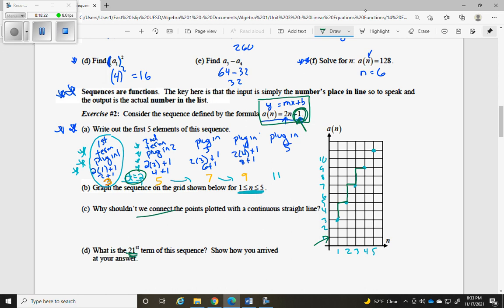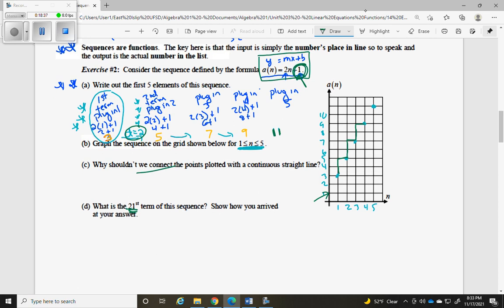And it's asking me for the 21st term in the sequence. So after this 11 comes 13 and then 15, and I could keep on adding on till I get to the 21st number in line, but that's kind of lengthy. So that's how come it's nice to use this explicit formula that was given to us. Because if I want to know the 21st number in a sequence, plug a 21 in place of n. To find the 21st number in line, I'm going to do 2 times 21 plus 1.